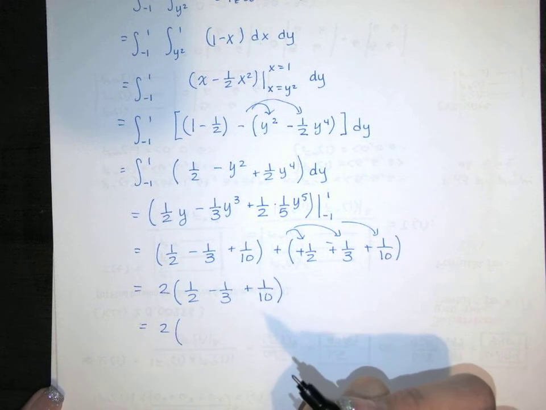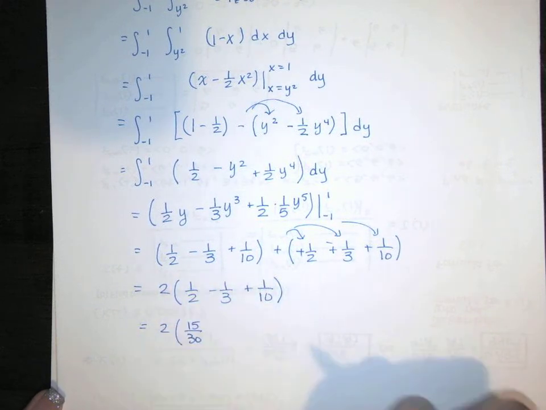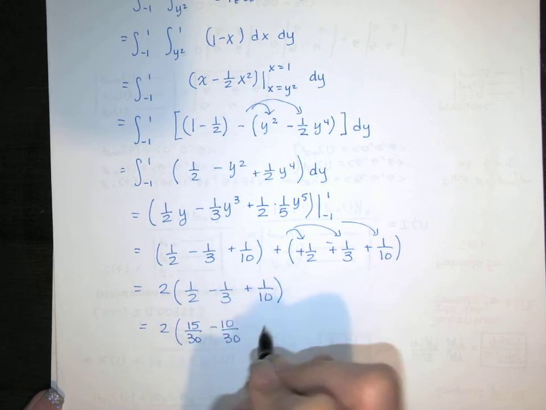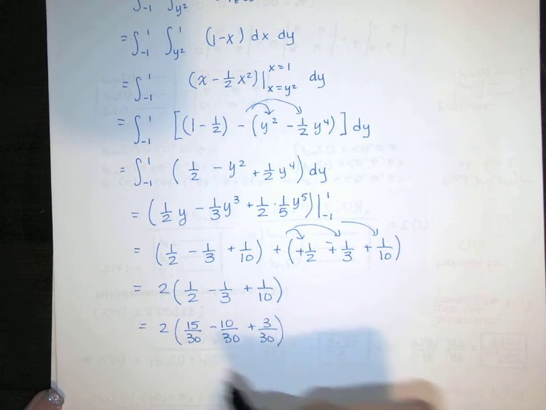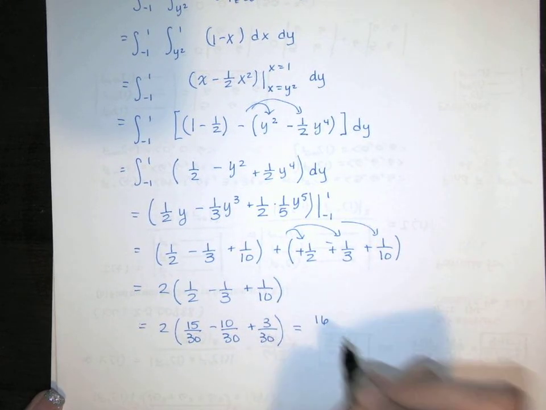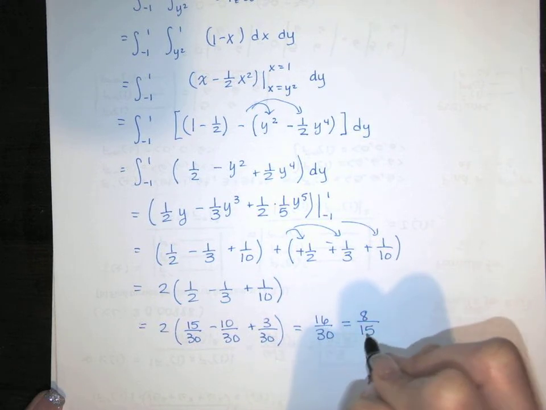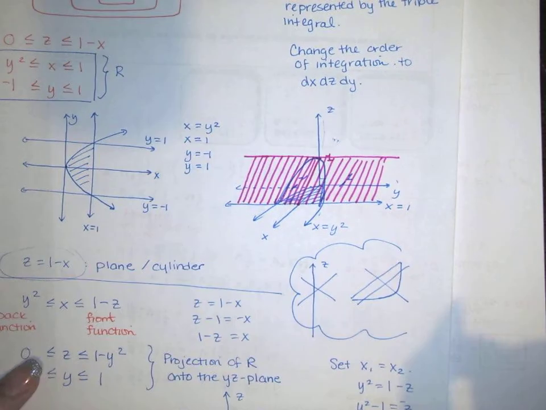And if you want, you can get a common denominator. Multiply this one by 15 over 15, multiply that one by 10 over 10, multiply this one by 3 over 3. And you get 18 minus 10 is 8. 8 times 2 is 16. We get 16 over 30. Divide by 2 and divide by 2. And you get 8 over 15. That's the volume of this solid region.